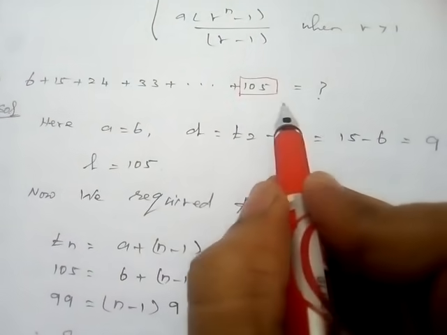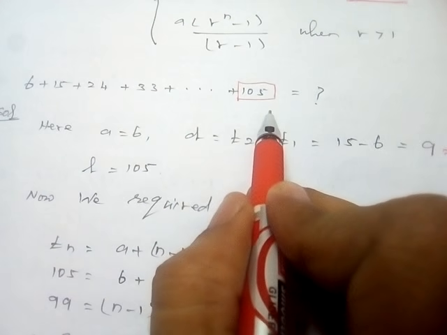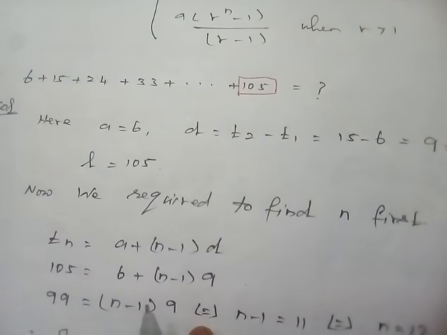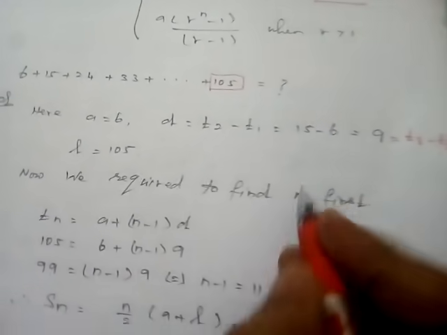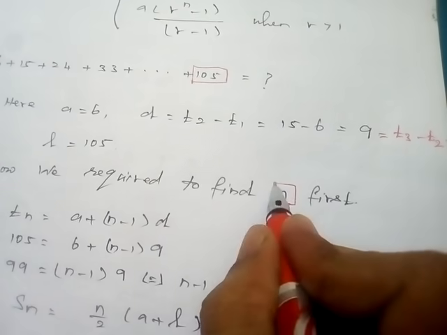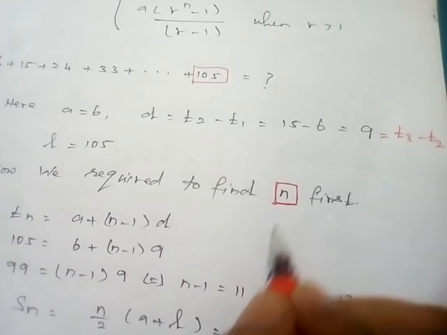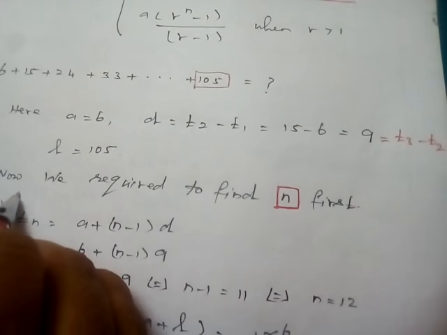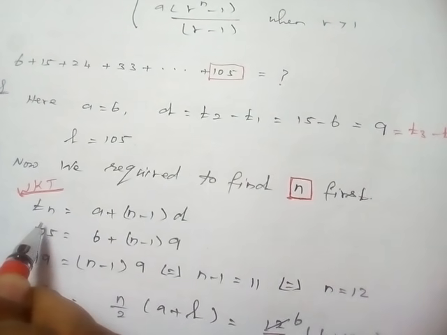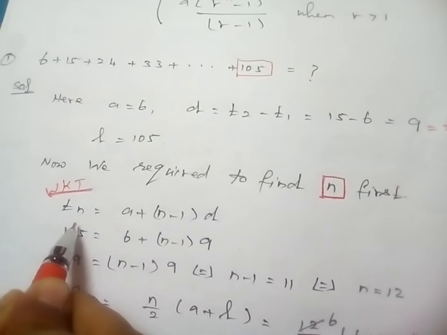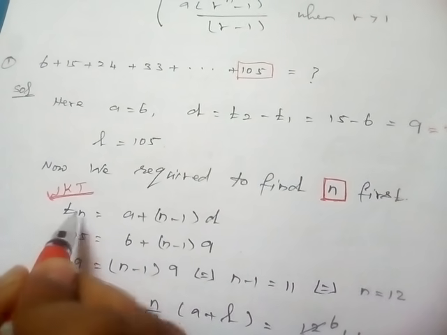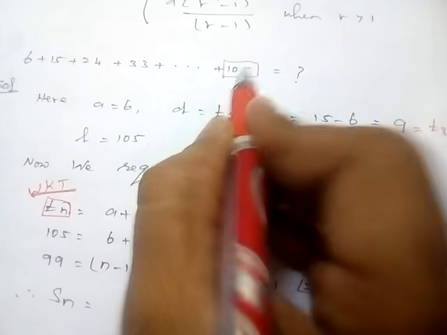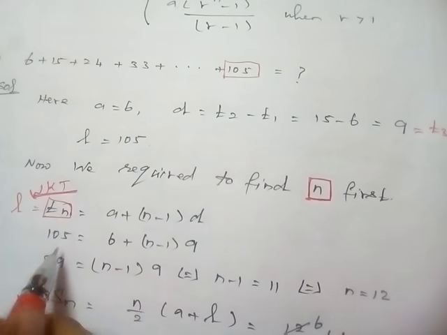Now we are going to find the sum of this series. We know the first term, the common difference, and also the last term. Now we are going to find n, and then only we can find the sum of this series. How to find n? We know the formula for the nth term in arithmetic progression: tn is a plus n minus 1 into d, where tn is called the nth term. Nth term means last term. This is equal to L, which is 105.